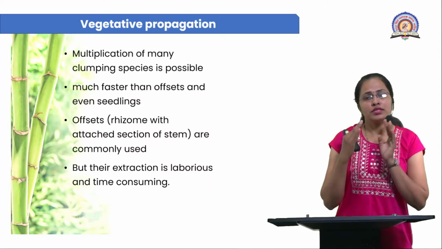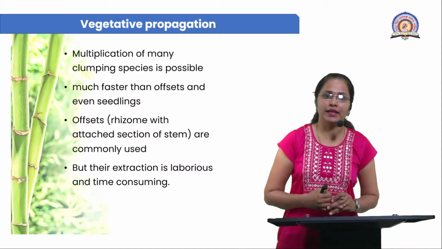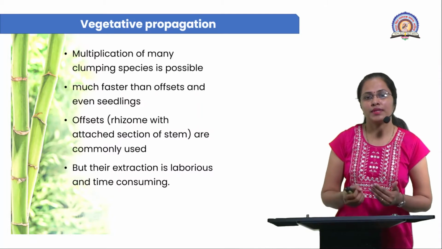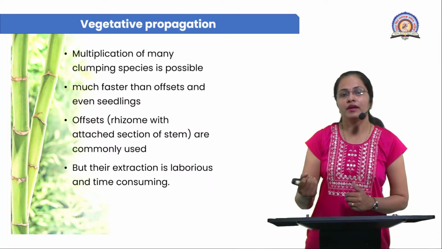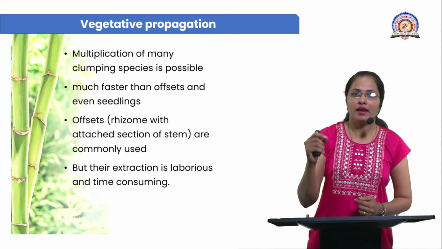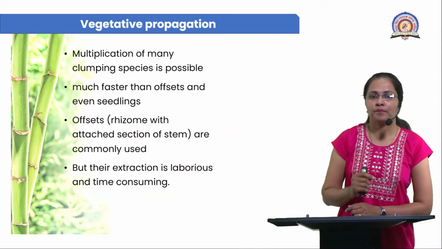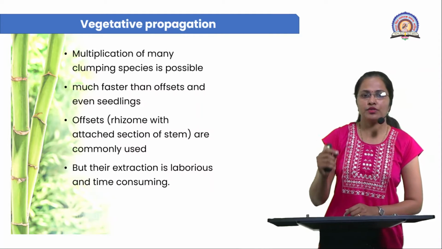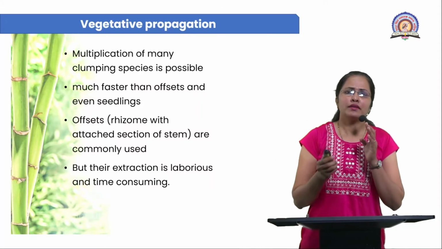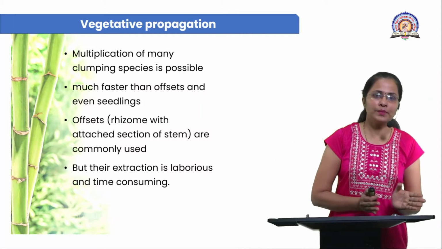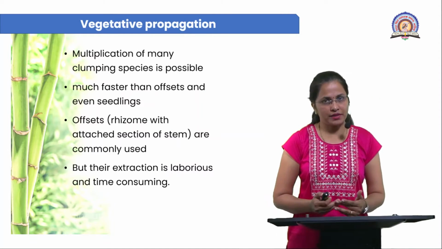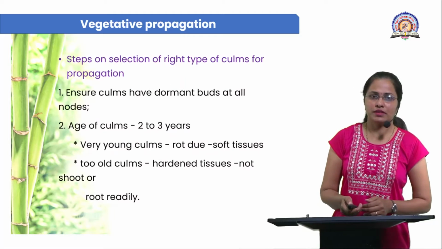Generally, in rural areas or in common practice, propagation by using offsets is very common. But it requires extreme labor and extreme skill, and it is a very time-consuming process. On the contrary, clump cutting, as compared to offsets, is an easier method, so we can easily practice that method in nurseries also.